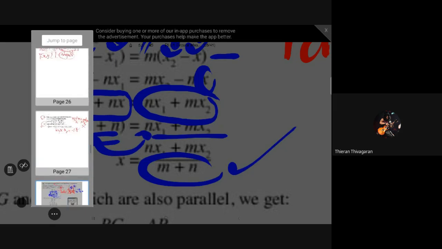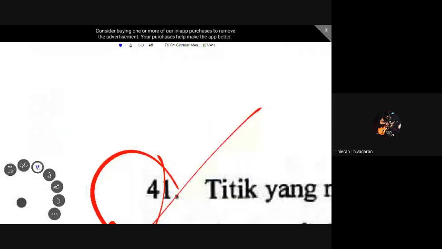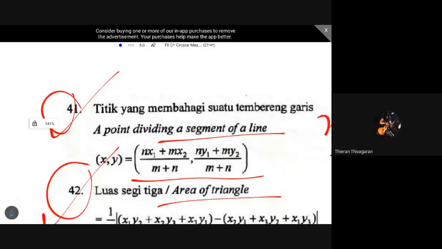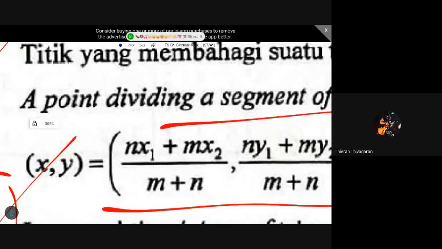Lepas tu yang ni saya pindah ke sebelah kanan. Jadi bahagi M tambah N. So can you understand this, guys? The first part, bahagian pertama untuk membuktikan formula. Okay, you get this part. Okay, if you realize, guys, kalau kamu sedar, I will show you this part over here. Let me show you one thing. Jump to page. We look back at our formula. Wait, okay, this one. Can you see, guys, tadi apa yang saya tunjuk dengan yang ni? Is it the same, guys?